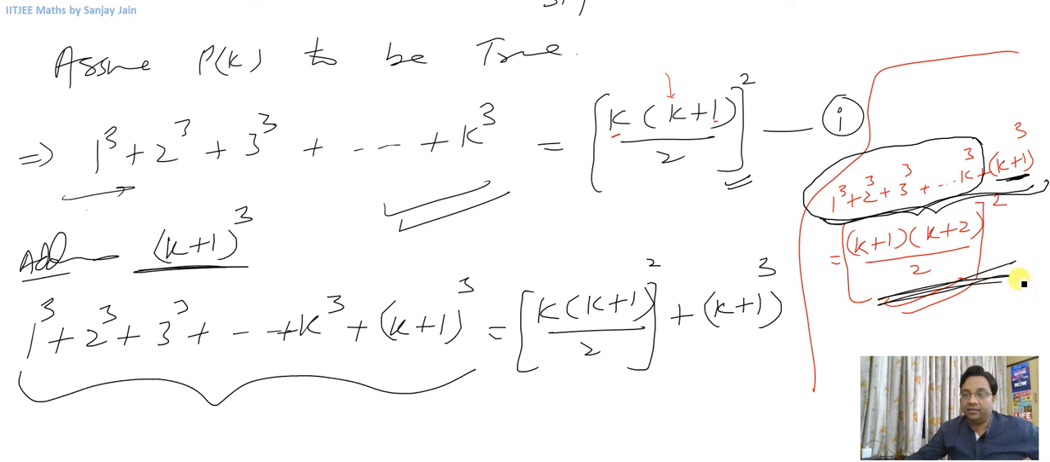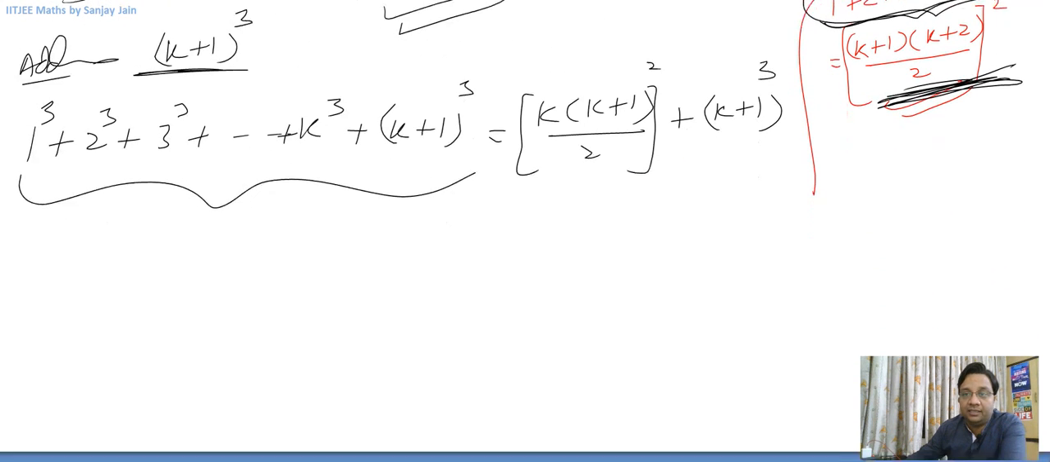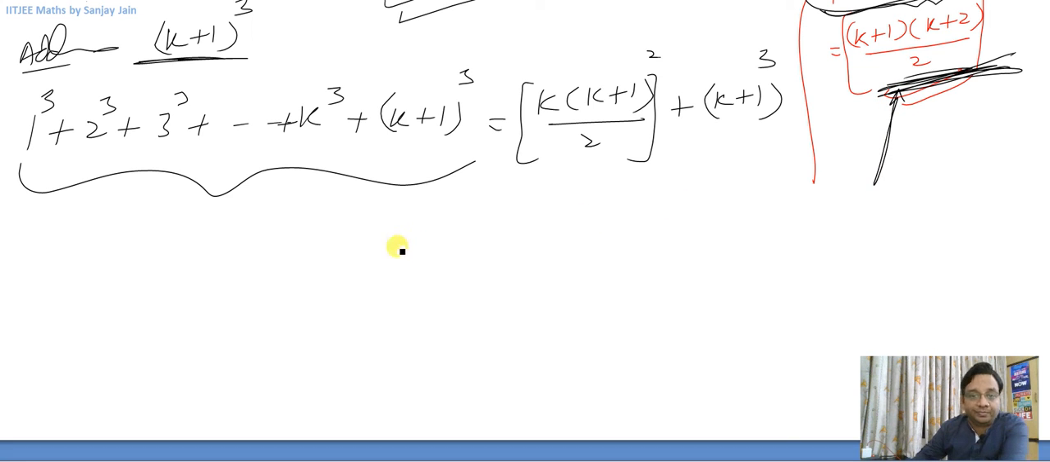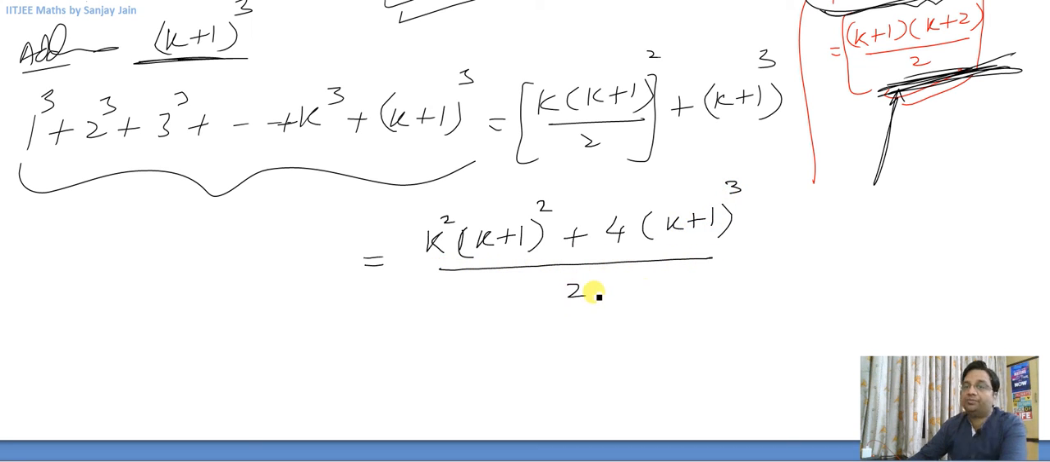This is what I require on my left hand side. On the right hand side I require something like this. So I'll have to work a little bit on right hand side, or I'll have to manipulate the right hand side to bring it in this form. So let's do that. So this is k into k plus 1. So I can write as k squared into (k plus 1) squared, and then there is 4 in the denominator, right? So let me take this 4 here: 4 into (k plus 1) cubed divided by 2.